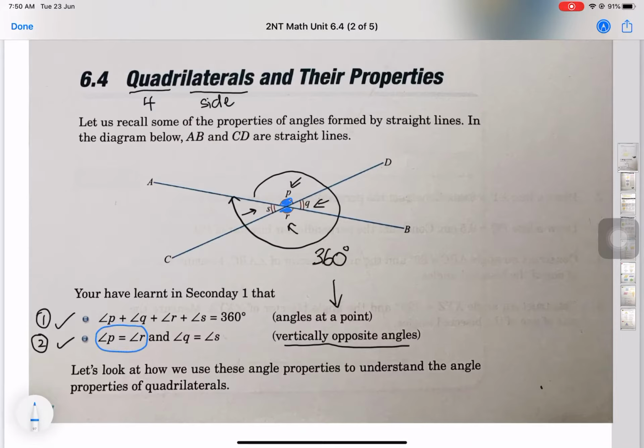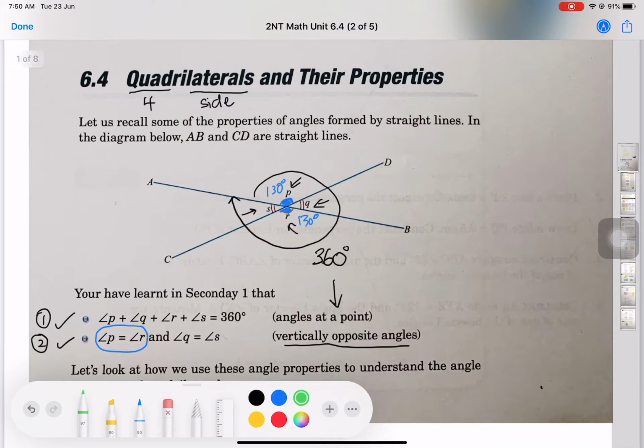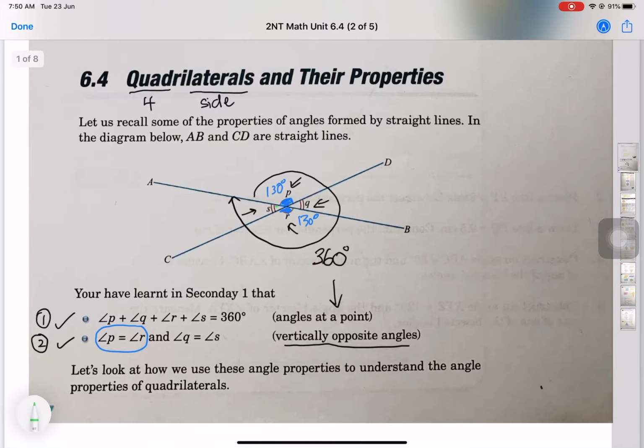So let's say angle P, look, it's actually very big, right? It's more than 90 degrees. So let's say I put it at 130 degrees. If angle P is 130 degrees, then vertically opposite it is angle R. Angle R is also 130 degrees. That is vertically opposite angles. They are equal. And angle S and angle Q, they are also vertically opposite each other.